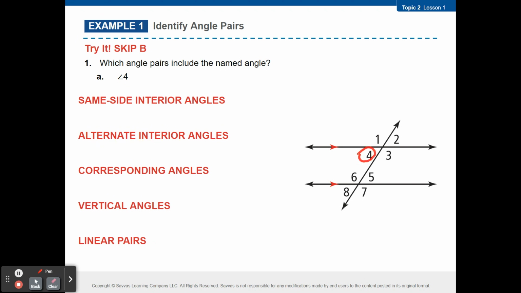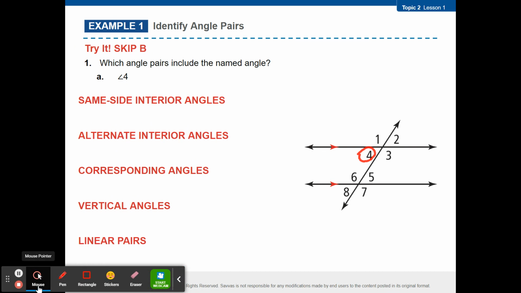So if we're going to talk about same side interior angles, the same side interior angles will be what? Who could tell me? Good. It's going to be 6. Yep. So same side interior angles, it's paired with angle 6 if we're talking about 4. How about alternate interior angles? Good. 5. Very good.